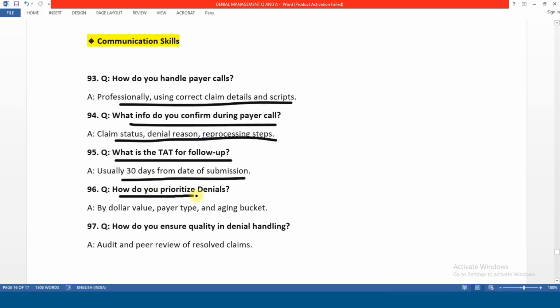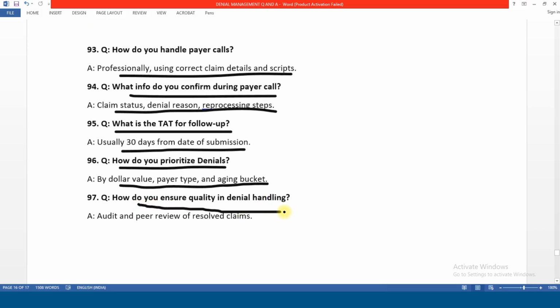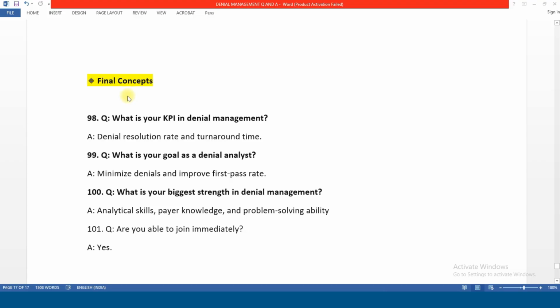Okay. So how do you prioritize denials? By dollar value, payer type and aging bucket. First based on the dollar value. How do you ensure quality in denial handling? Audit and peer review of resolved claims. Next, final Q&A related to denial management.